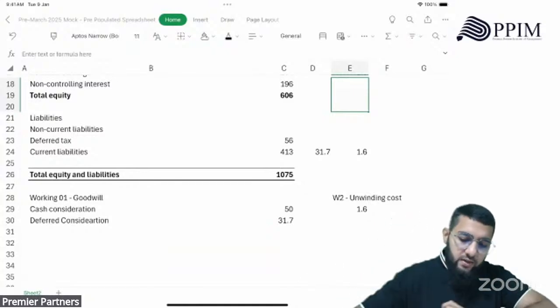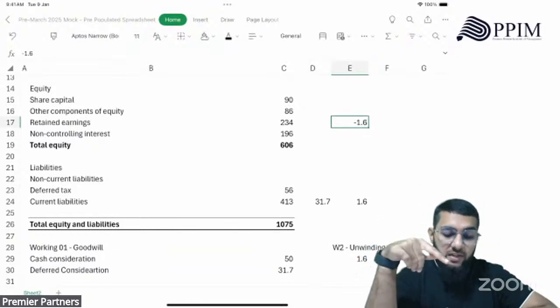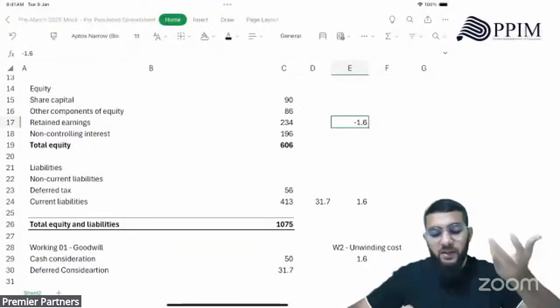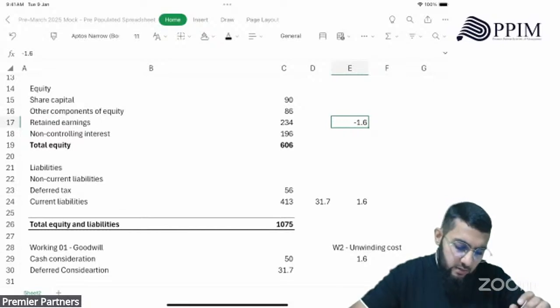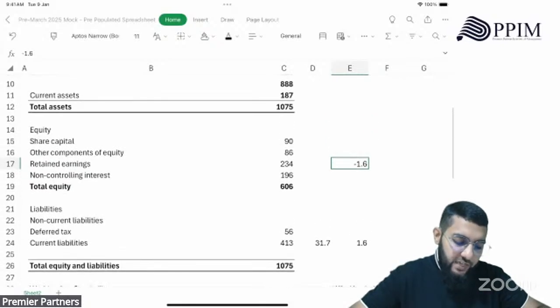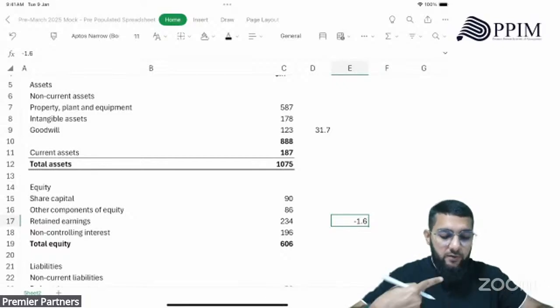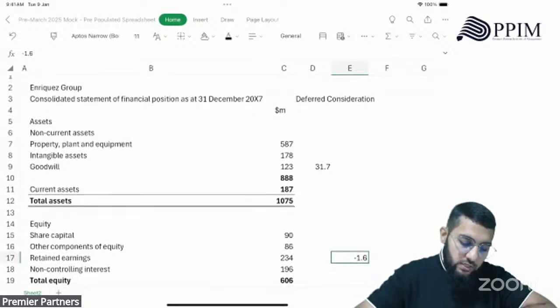Right, just a quick correction. This 1.6 is not going to impact the NCI. Why? Because this is the parent that is paying the consideration. The deferred consideration is paid by the parent, so it is just going to impact the parent. That completely goes out of retained earnings, and there is no proportionate there. But anything that impacts both parent and NCI, we will do the proportionate adjustment.